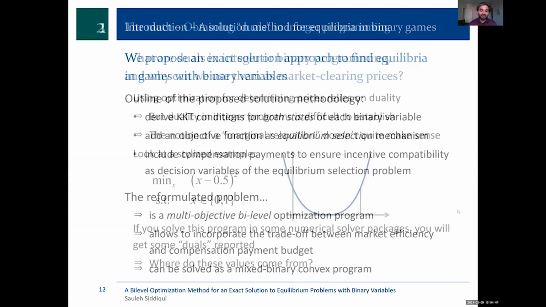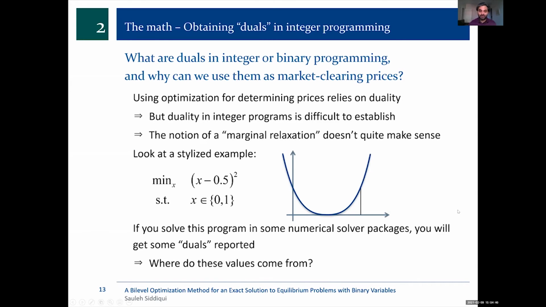So this is the map, but let me tell you a little bit about how it's done right now. We can think about how they get prices for integer programs, and how they get different types of dual variables. Imagine this is my optimization problem: a simple quadratic function, x minus 0.5 squared, and my x is a binary variable. So it can either be 0 or 1, and I'm trying to minimize my objective function. The solution to this problem is either 0 or 1.